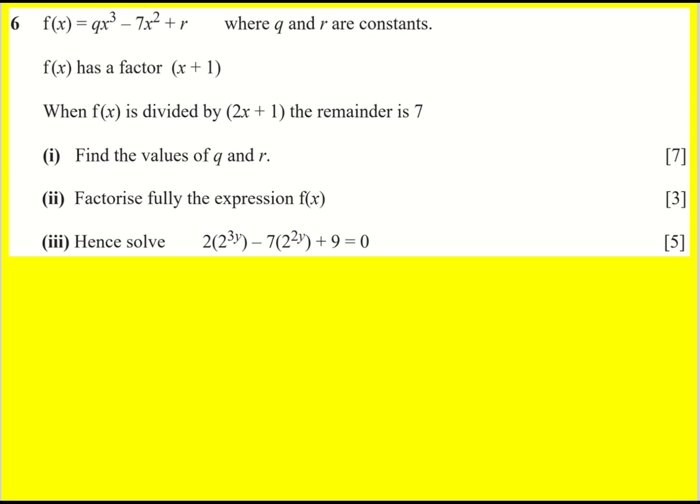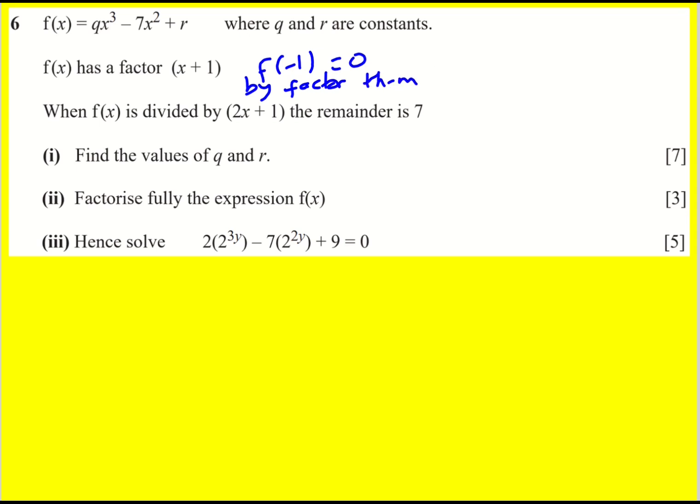Given a cubic, f of x equals qx cubed minus 7x squared plus r. Q and r are constants, we've got to try and figure them out. We're told that f of x has a factor x plus 1, and that means f of minus 1 is going to equal 0 by the factor theorem.